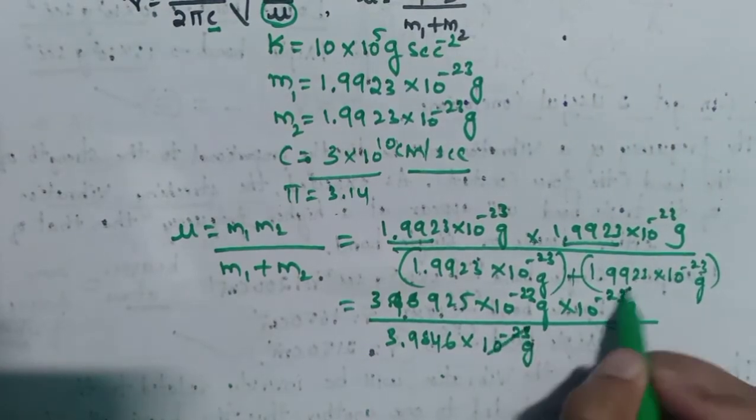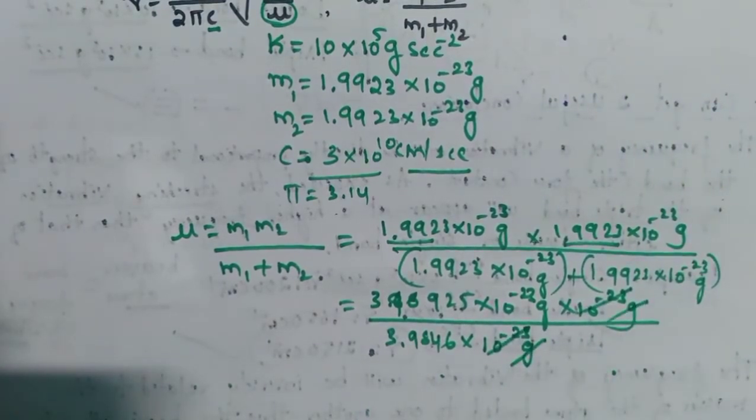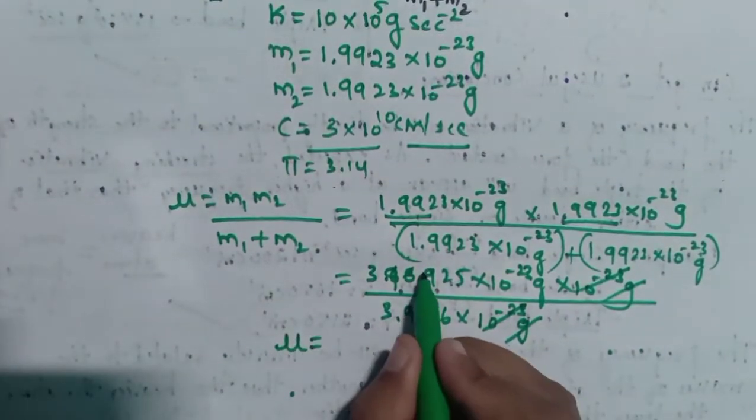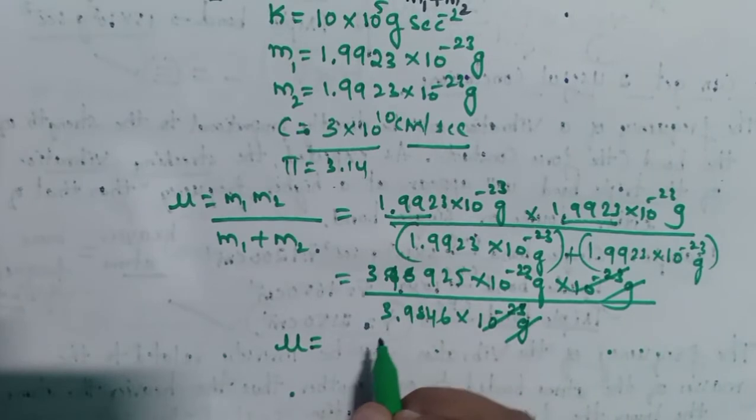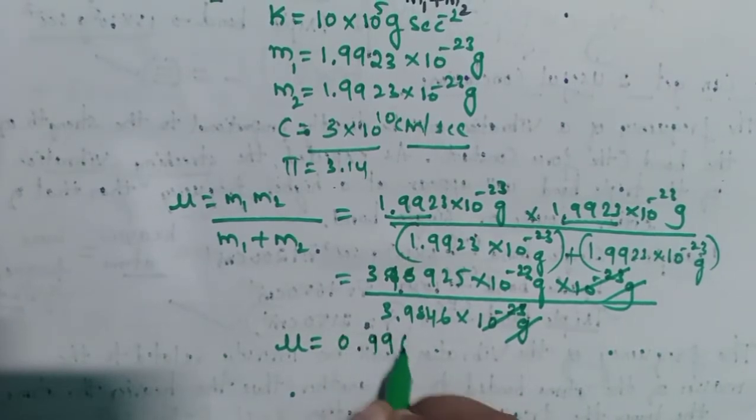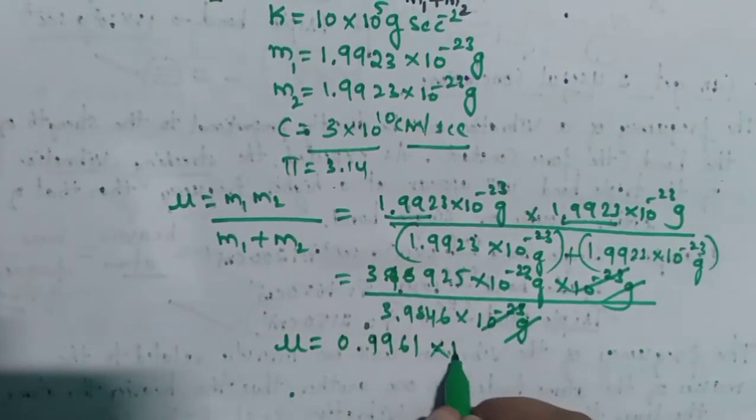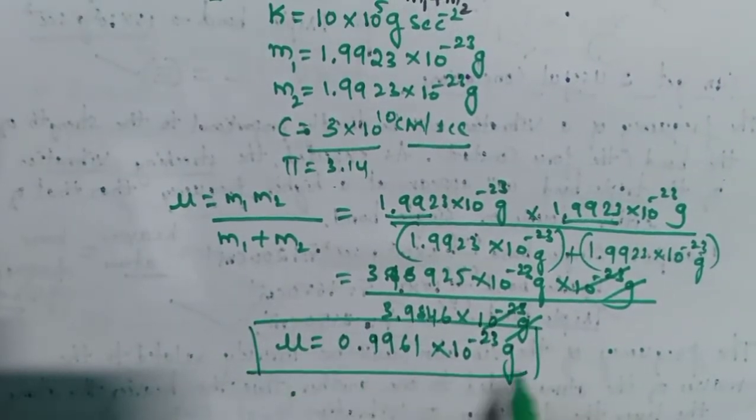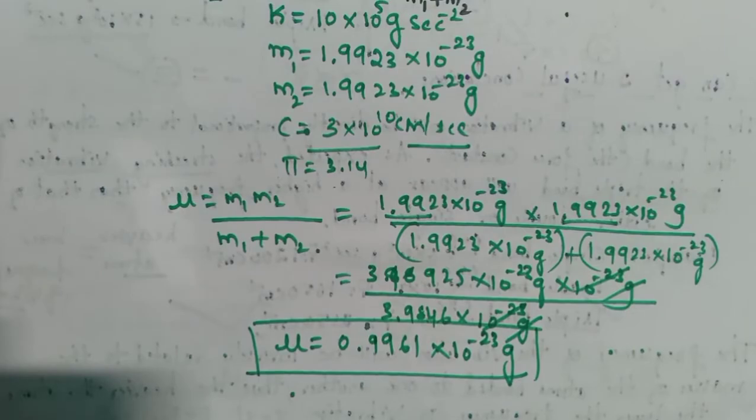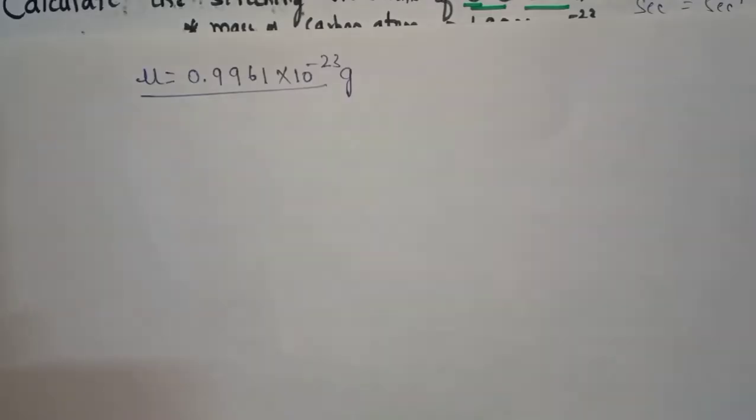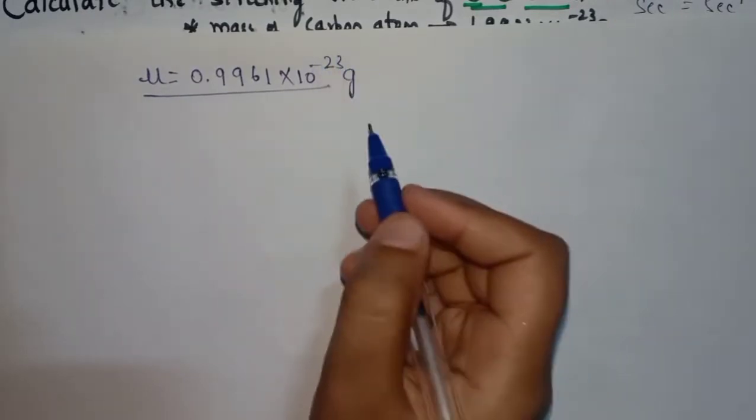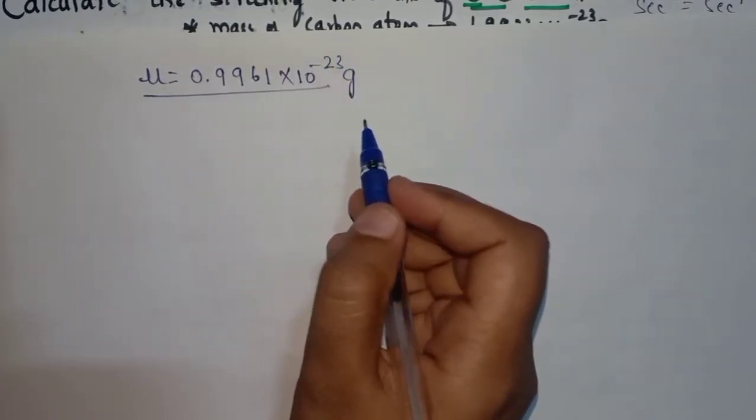Then this thing and this thing get cancelled, and grams and grams get cancelled. Then mu is equal to 0.9961 into 10 raised to minus 23 grams. Now I have got the value of mu. We have got the value of reduced mass, that is mu is equal to 0.9961 into 10 raised to minus 23 gram. Now our job has become easier.